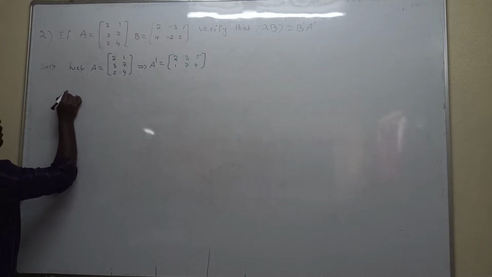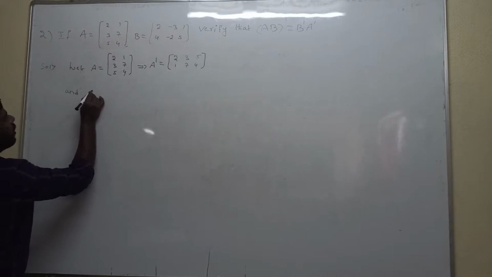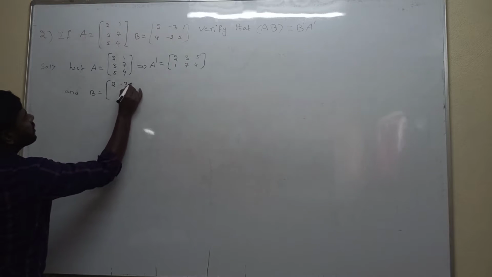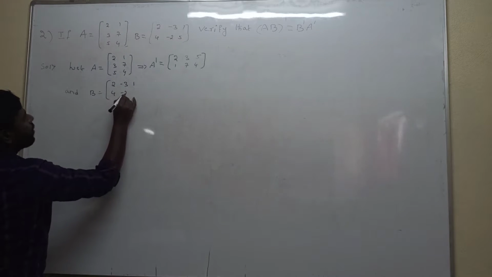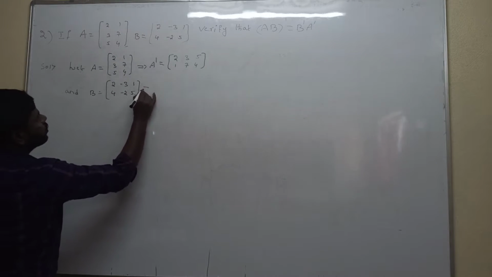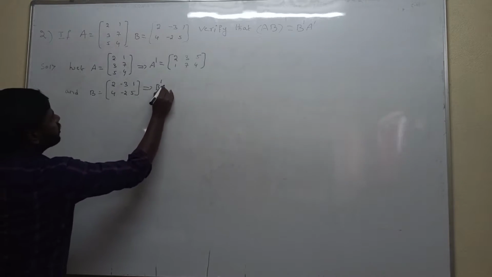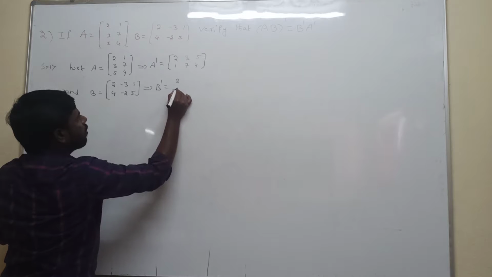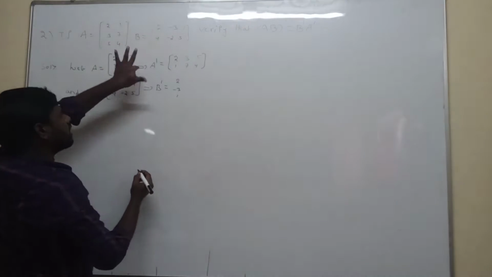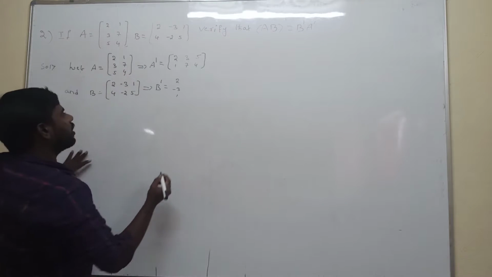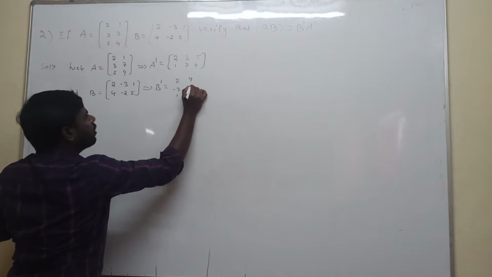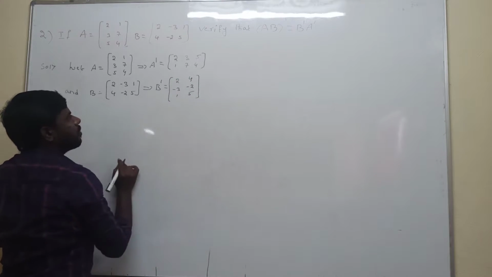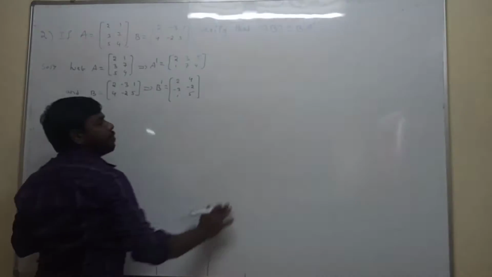Next, capital B is equal to 2 minus 3 1, 4 minus 2 5. Write the transpose of the B matrix: the first row interchanges with the first column, 2 minus 3 1, and the second row interchanges with the second column, 4 minus 2 5. This is A transpose and B matrix. First, to calculate the AB matrix.